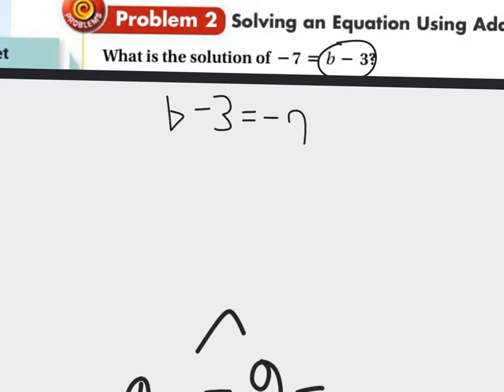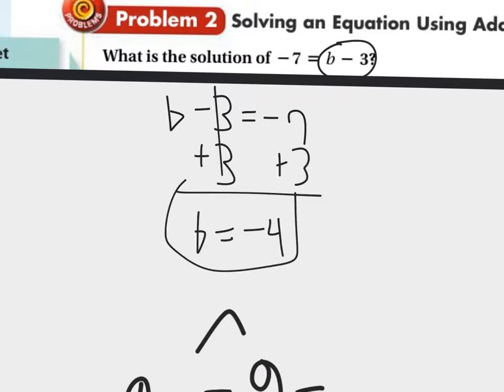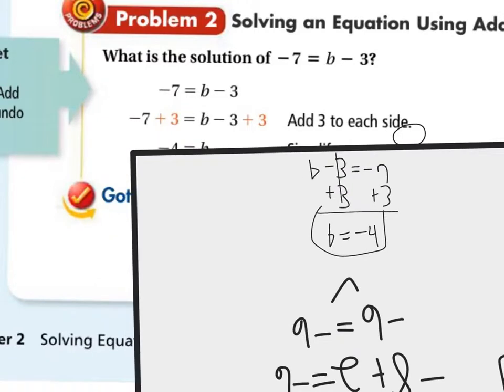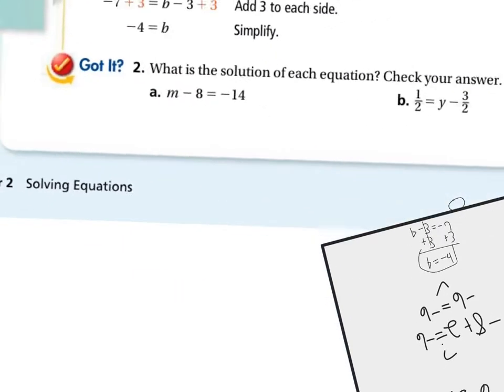Now, I understand we're going to be getting into some stuff later on where the variable is going to be on both sides, and so you can't always just have it on the left side of the equation. But anyway, this time they're subtracting 3, so we can add 3 on both sides in order to get our answer. So we're going to look at a couple problems here on the Got It.